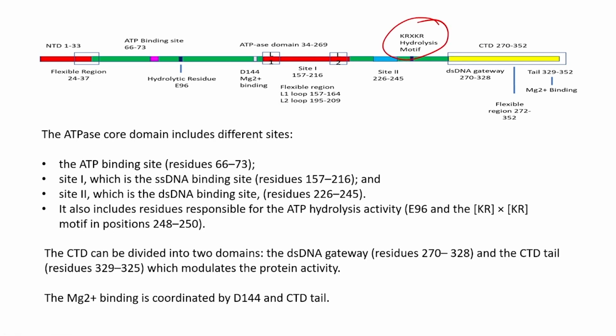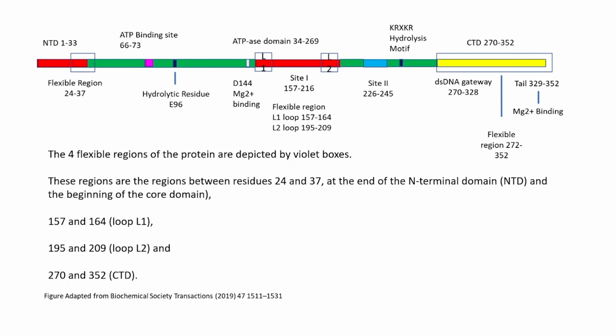This C-terminal domain can be divided into 2 domains: the dsDNA gateway domain between residues 270 to 328, and the CTD tail between residues 329 to 325, which modulates the protein activity. The Mg2+ binding is coordinated by D144 and the CTD tail, as shown in this picture. Now let us focus on the flexible regions.